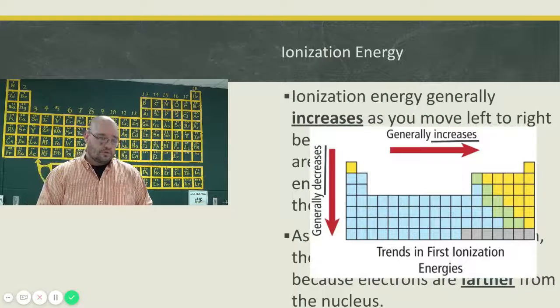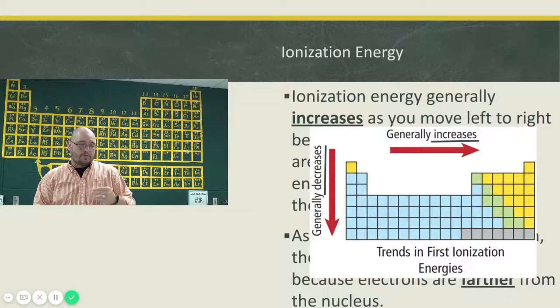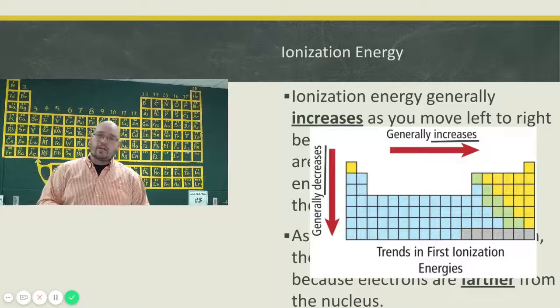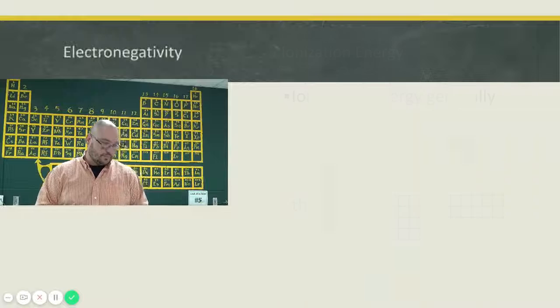And so this is our general trend here. As you move left to right across the periodic table, it generally increases. And as you move from top to bottom, it generally decreases.